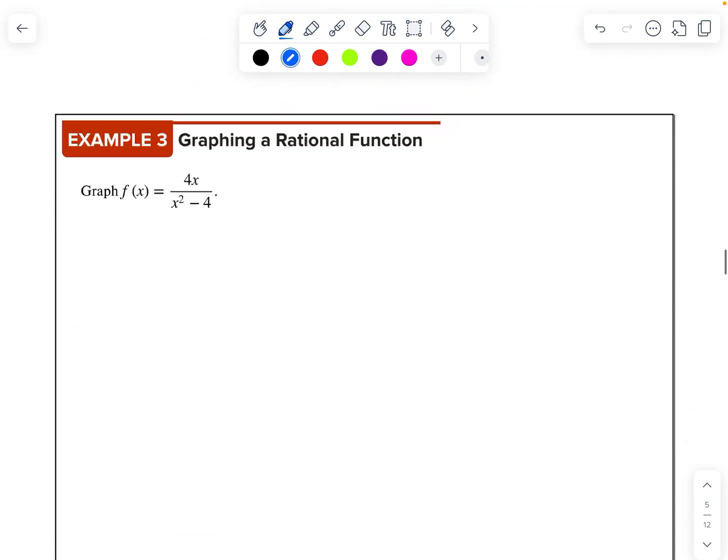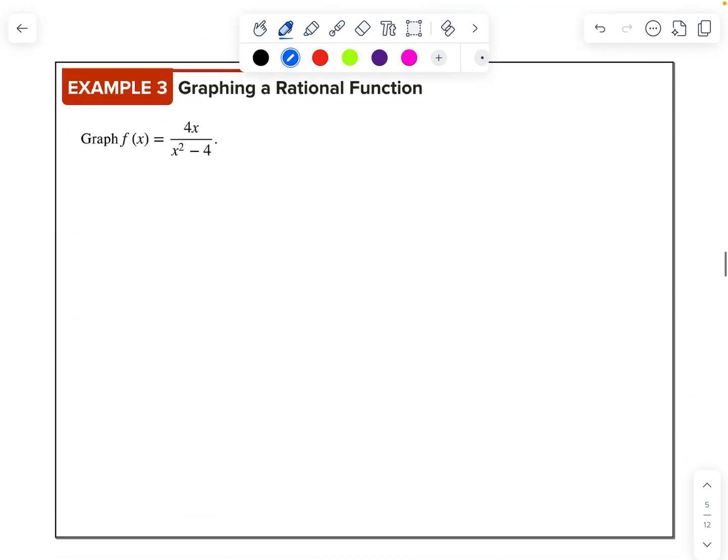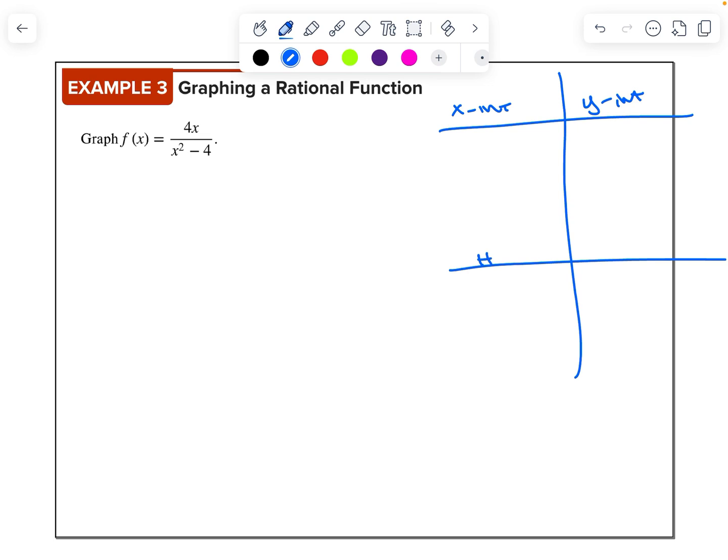All right, let's try another one. 4x over x squared minus 4. The same four things that we want. We want the x-intercepts. We want the y-intercepts. We want the horizontal asymptotes and the vertical asymptotes.